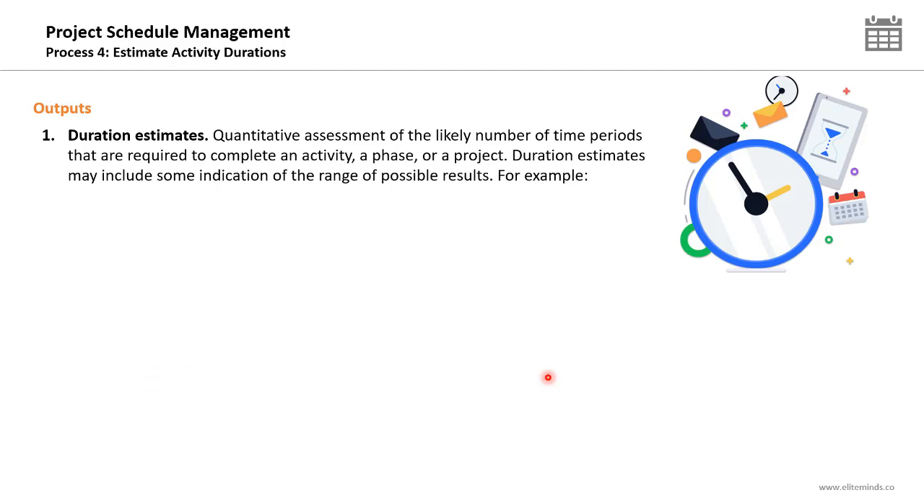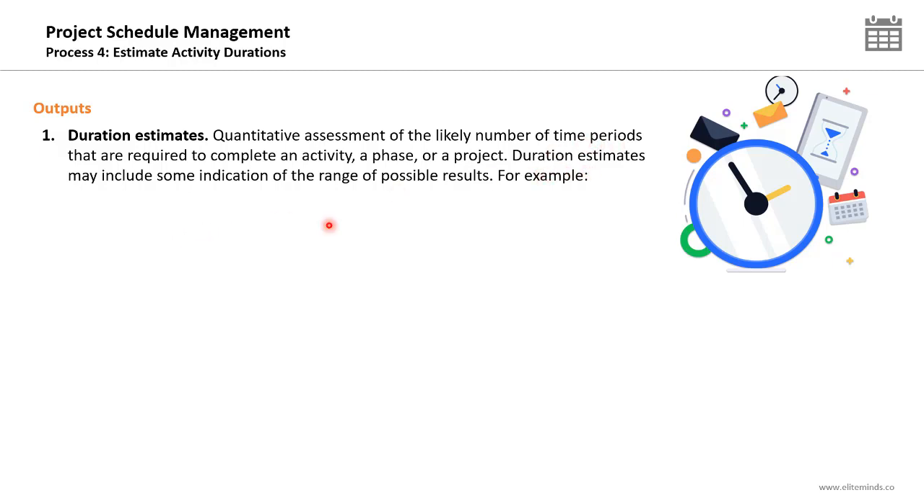Now, the key outputs of this process are the duration estimates. This is the key output actually. Quantitative assessment of the likely number of time periods that are required to complete an activity. We say time periods because sometimes it's calculated in hours, sometimes in days, in weeks, in months, etc. So it's just time periods.